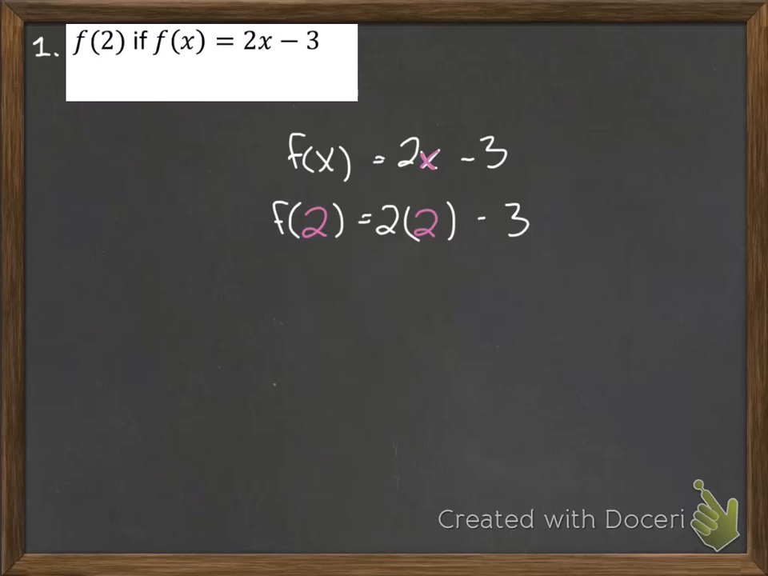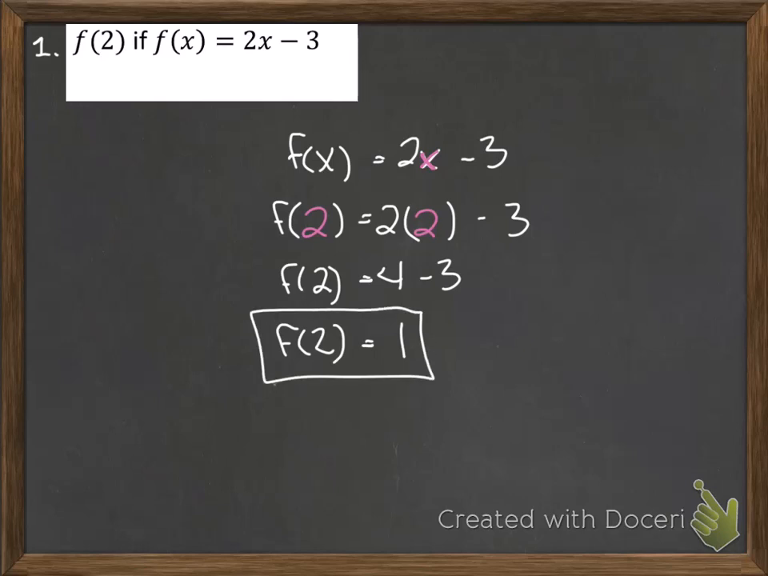So we can say that f of 2 is equal to 2 times 2. Well, that's 4 minus 3. So f of 2 is 4 minus 3. Well, that's 1. So this is our final answer. Again, I just want to encourage you to remember that this is our x value and this is our y value. So if you were to write this as an ordered pair, the ordered pair would be (2, 1). Let's do some more examples.